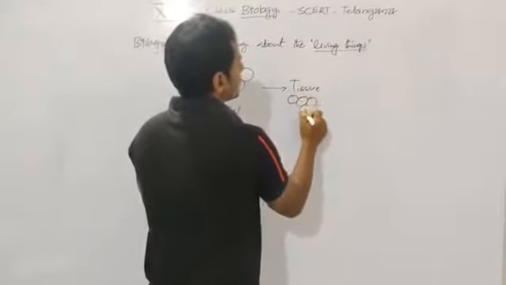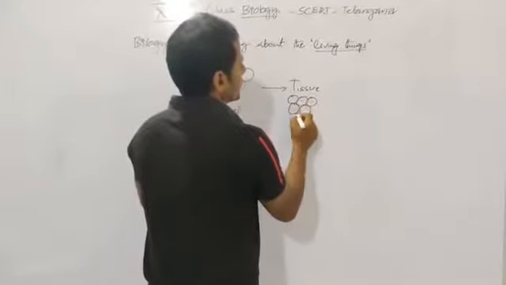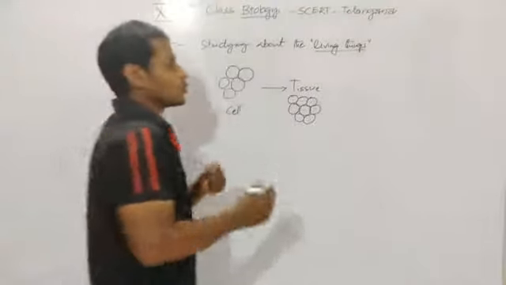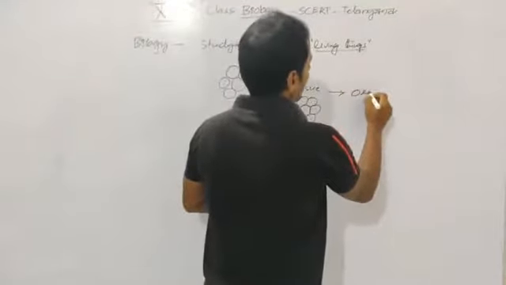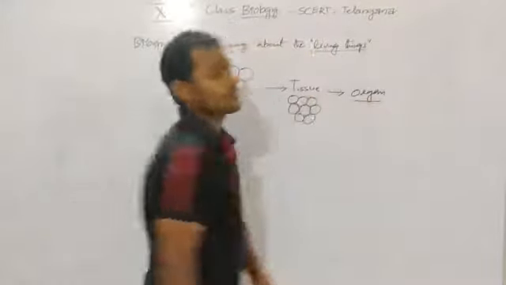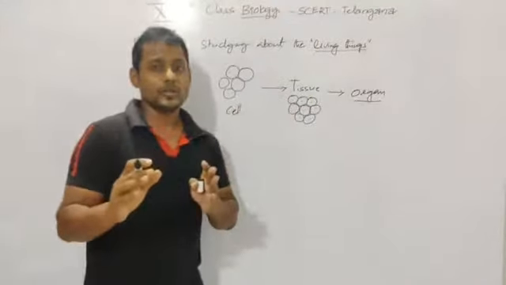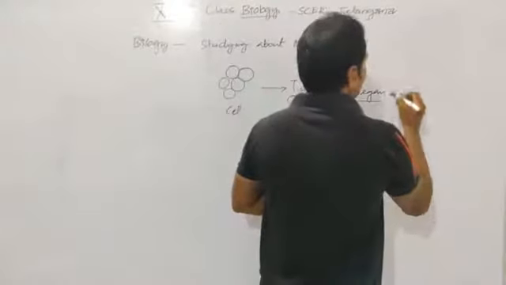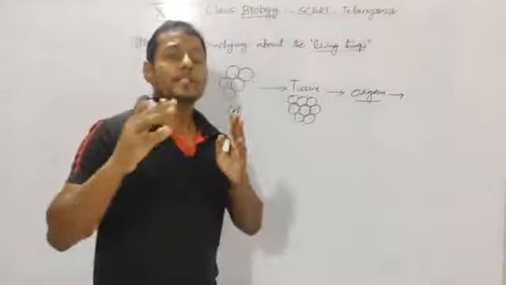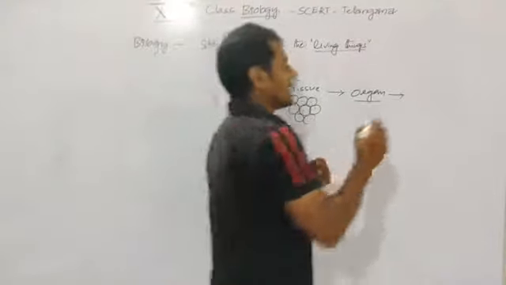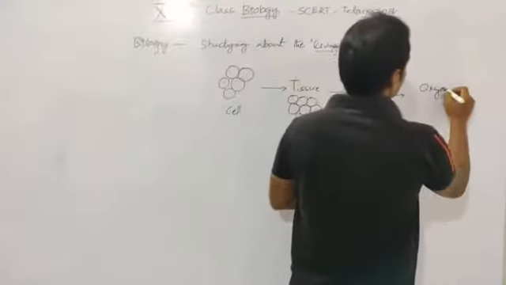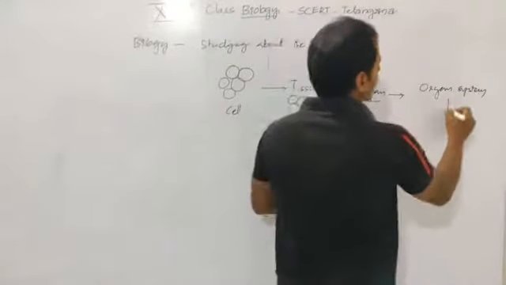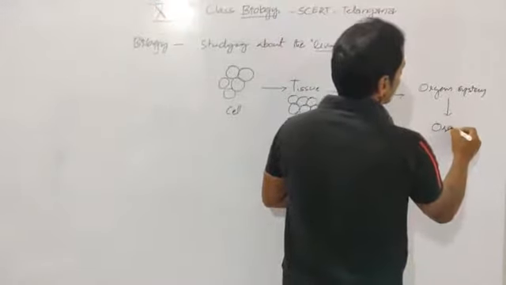Same kinds of cells doing the same function is called a tissue. These tissues together form an organ. Same kinds of tissues are going to form an organ. A few organs which perform the same function are called an organ system. So all the organ systems together form an organism.